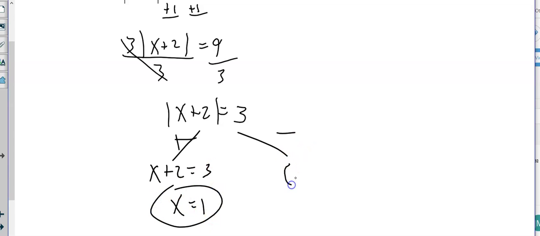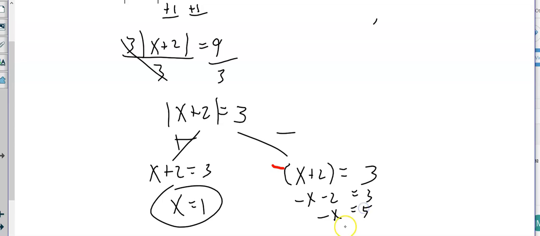The negative case, again, you have a choice. You either put the negative with a 3 or negative there. I prefer to put it at the beginning. So if you do it that way, you get negative x minus 2 equals 3, negative x equals 5, x equals negative 5. And again, check your answers just to make sure it works.